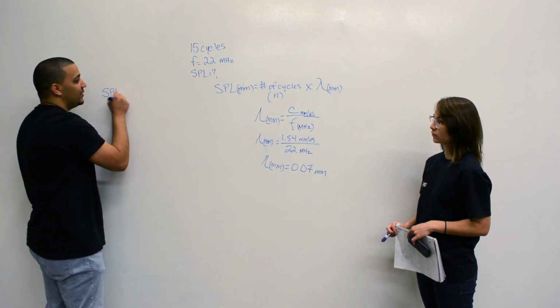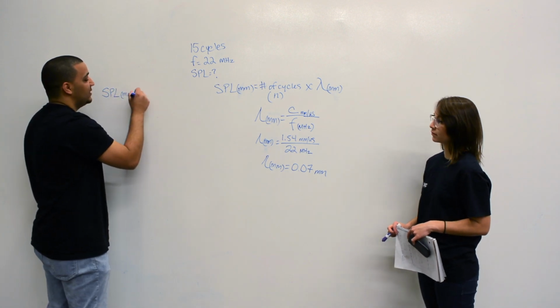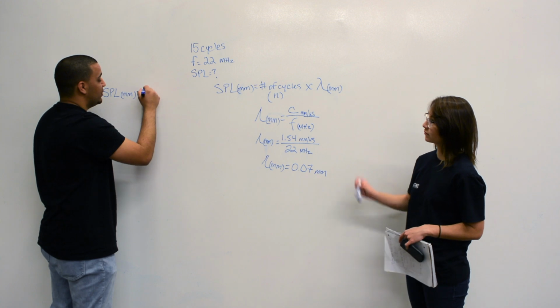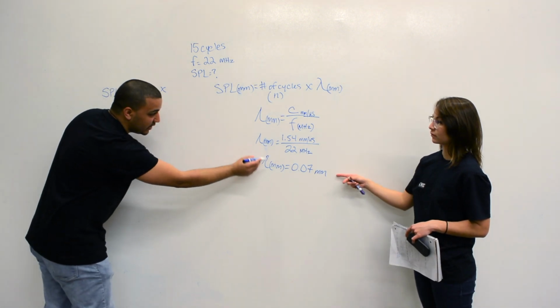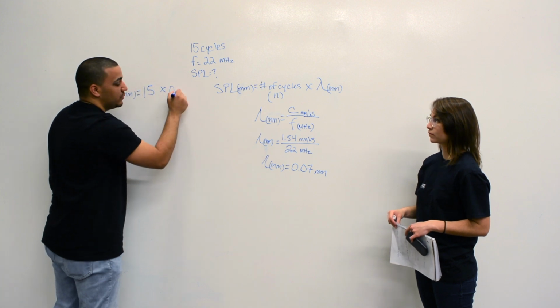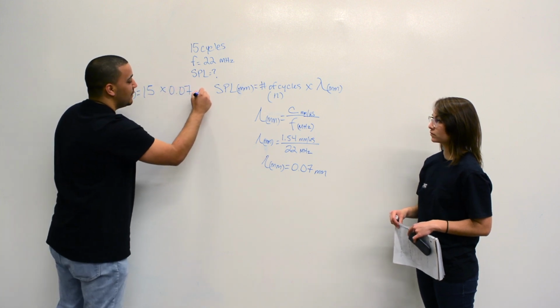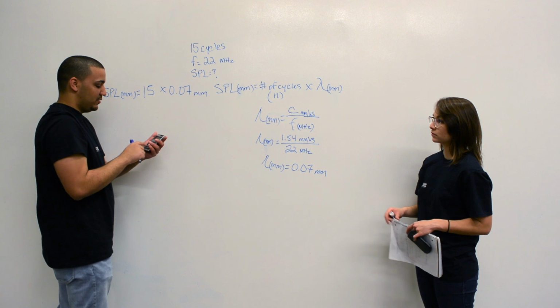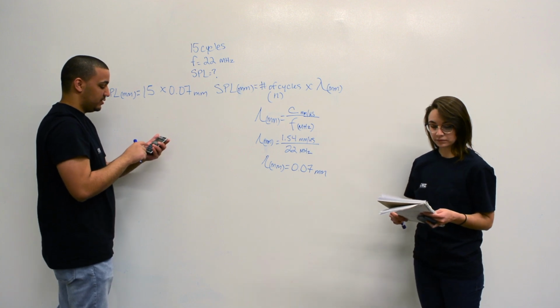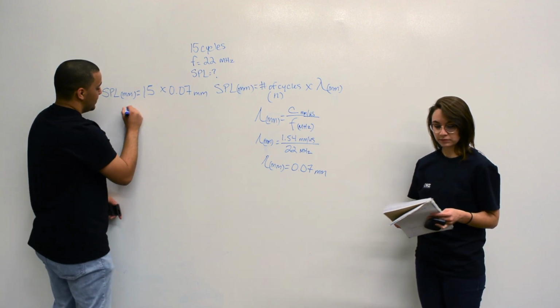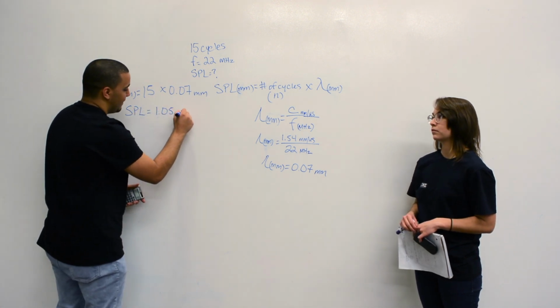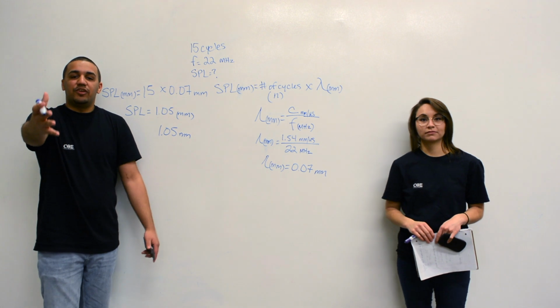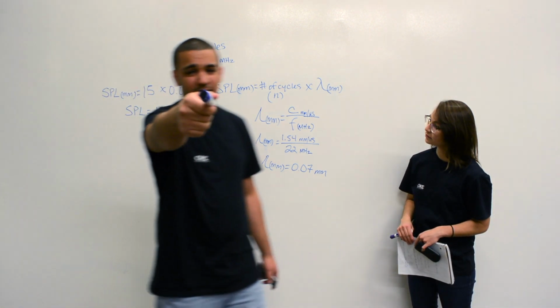So SPL in millimeters equals our number of cycles, which is 15, times our wavelength, which we just solved for, 0.07 millimeters. And then that comes out to 15 times 0.07 equals your SPL equals 1.05 millimeters. You've just figured out SPL, go be somebody.